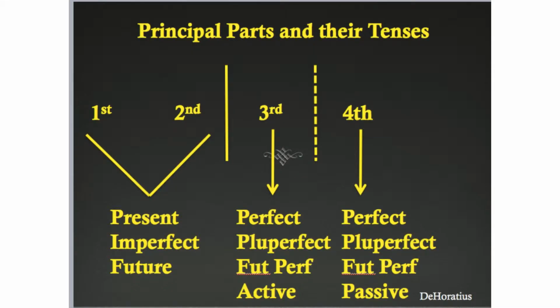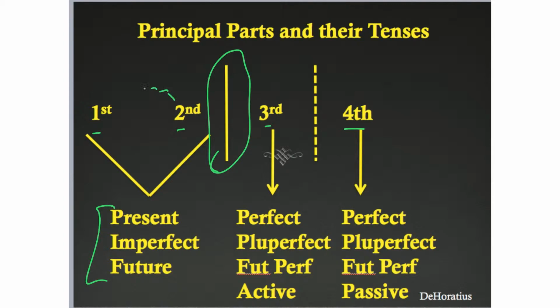All right, so just to talk about principal parts for a moment, Latin verbs obviously have four principal parts, right? First, second, third, fourth. And you can divide those principal parts in half based on what tenses you're dealing with. So that's what this line here in the middle is. First and second work together, and from first and second we get the present, imperfect, and future in both the active and passive.